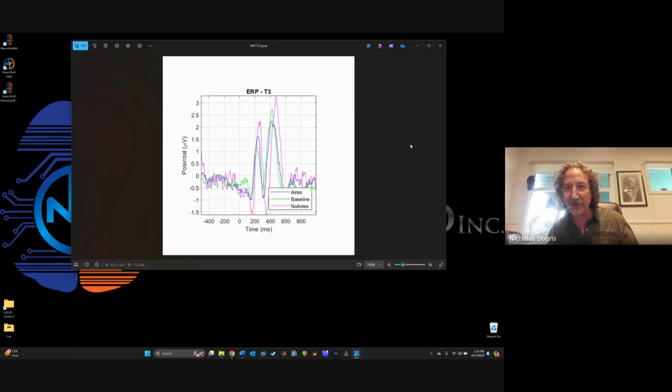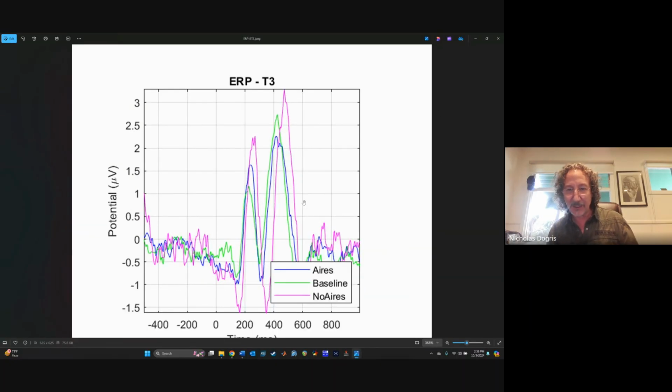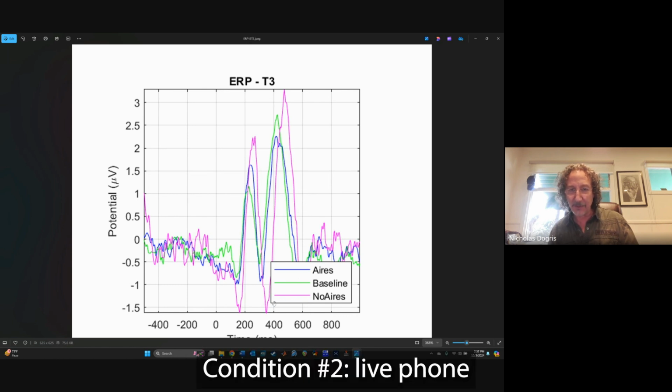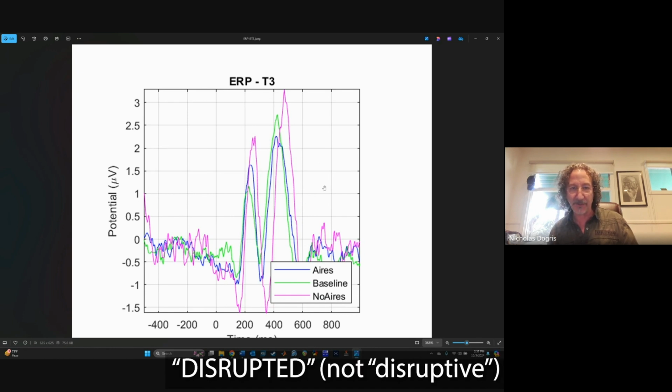Okay, so this is what's called the P300 response. What you see here is, at the 0 point right here, this is where the stimulus was actually presented, okay? And then you see these potential responses. Now, the no Aires potential response, you see it actually occurs later. And so the brain is being disrupted here, and it's impacting the brain by around 50 to 75 milliseconds and slowing down the brain's ability to respond to the stimulus.